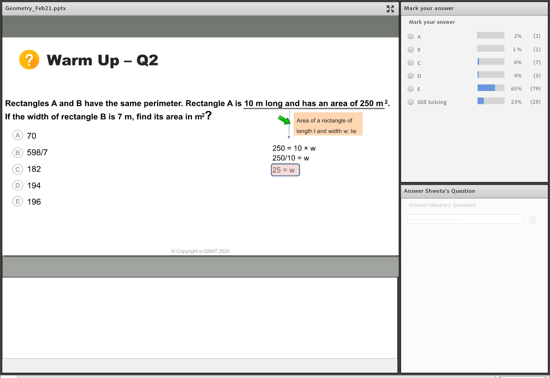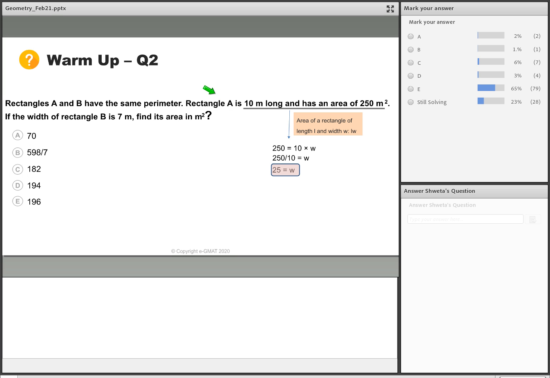Now, the formula for the area of a rectangle is what? It's length times width. So in my case, my 250 here is equal to 10 times width. Simple, you solve, you get the width as 25. So now you know everything about rectangle A. You know the length, you know the width.